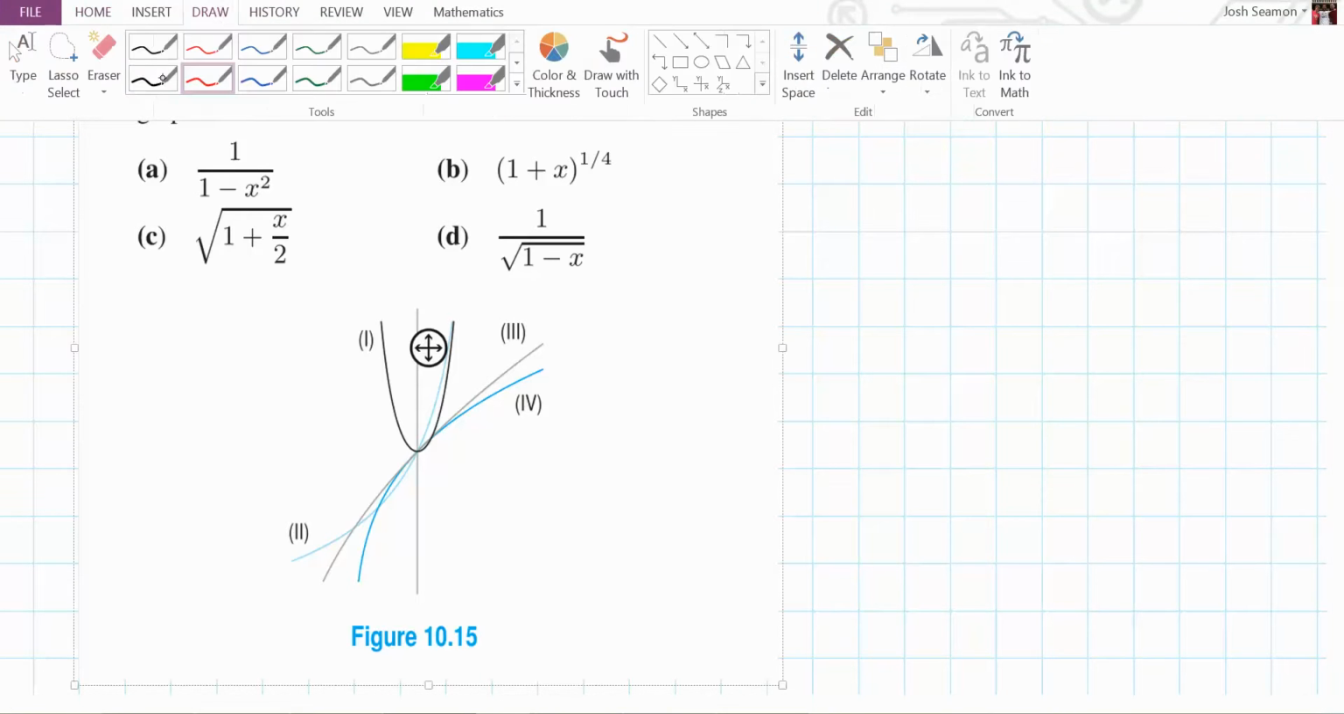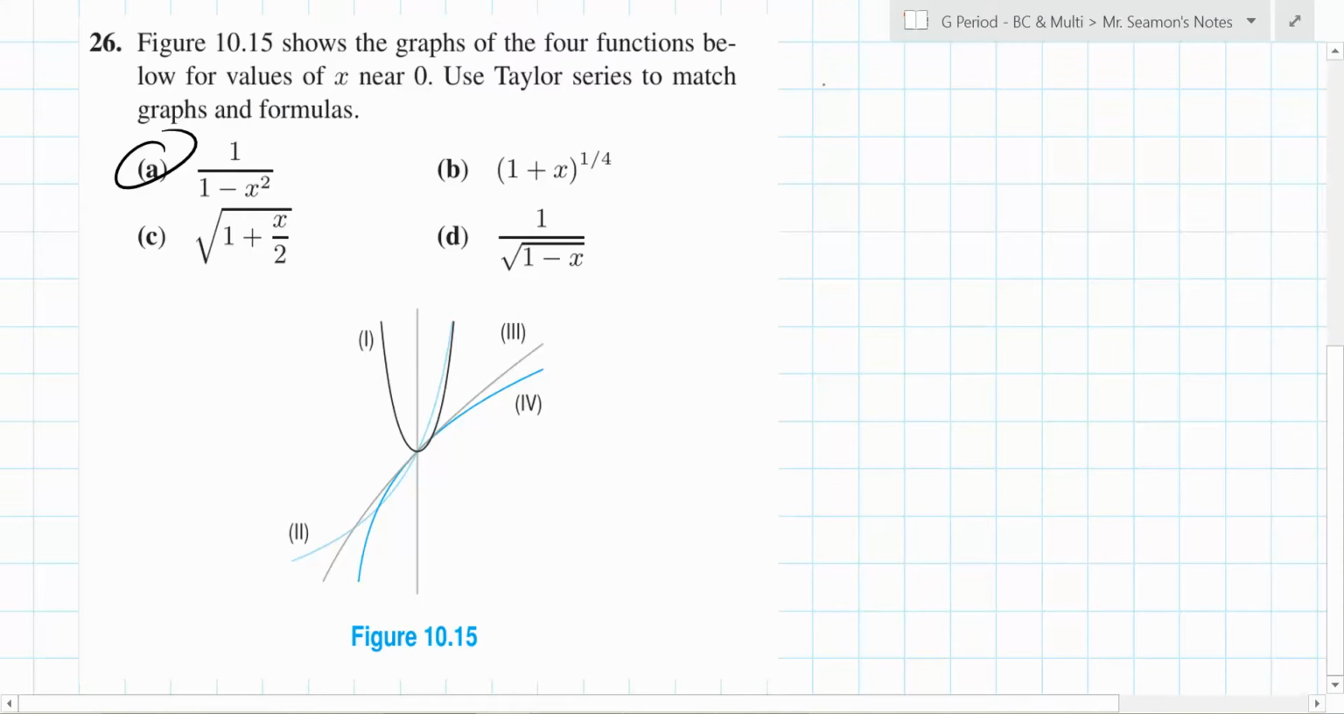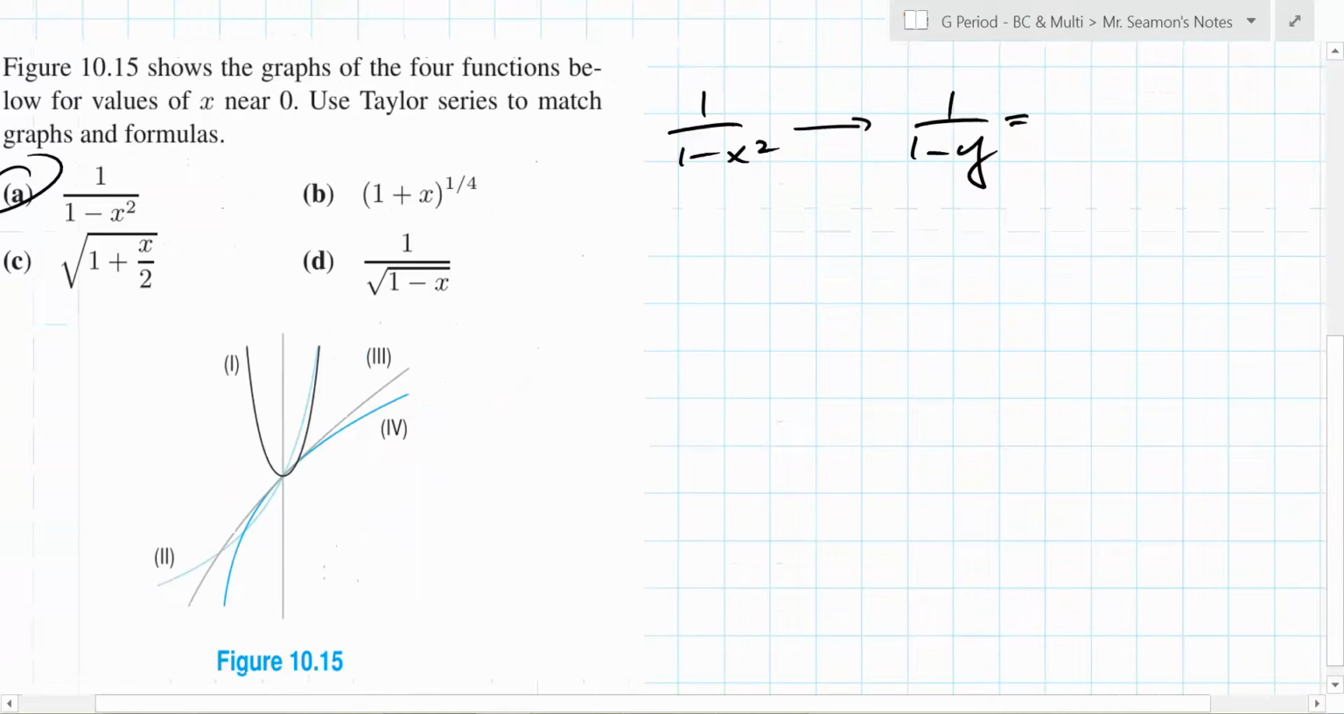For the first one right here, what does that one look like? Which one can you use, Tina? Yeah, 1 over 1. You could use the binomial series. There's an easier one though. We did this one in class. 1 over 1 minus x squared. 1 over 1 minus y, right? And we let y equal x squared. But what does this equal? 1 over 1 minus y.